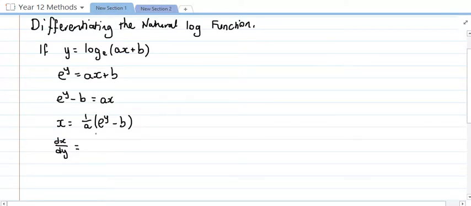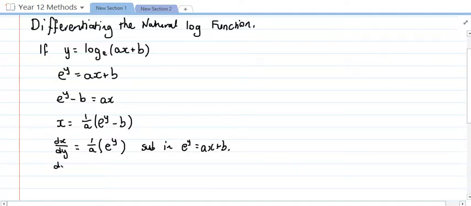So when I do the derivative of this, we've just got some constant, because a and b are both just going to be constants here. So that 1 on a can stay at the front, and then just differentiate whatever's in here. So e to the y just stays as e to the y, and the b is going to just disappear. Righto. Now the thing is that we know from the very start that e to the y is equal to ax plus b. So what I'm going to do is sub in e to the y equals ax plus b.